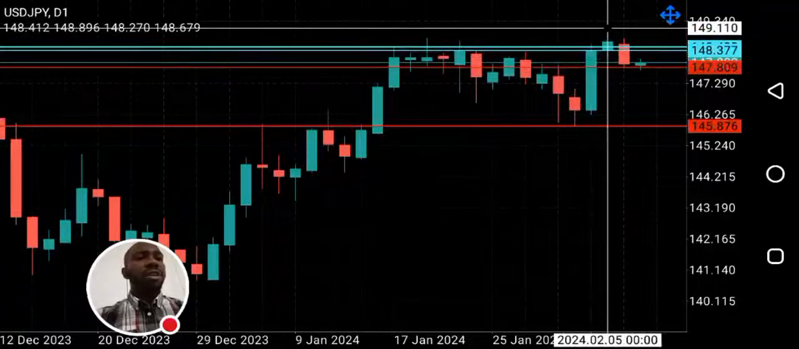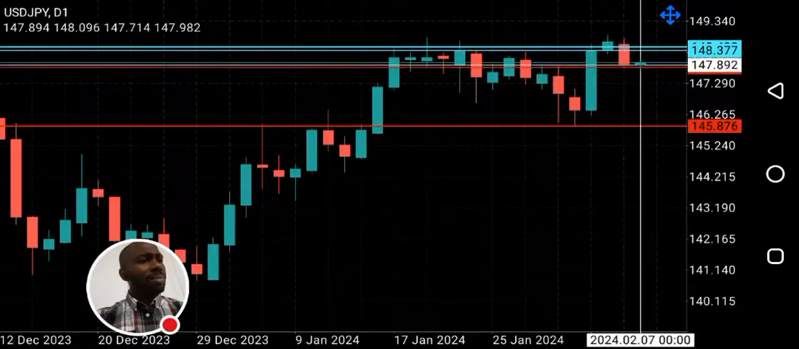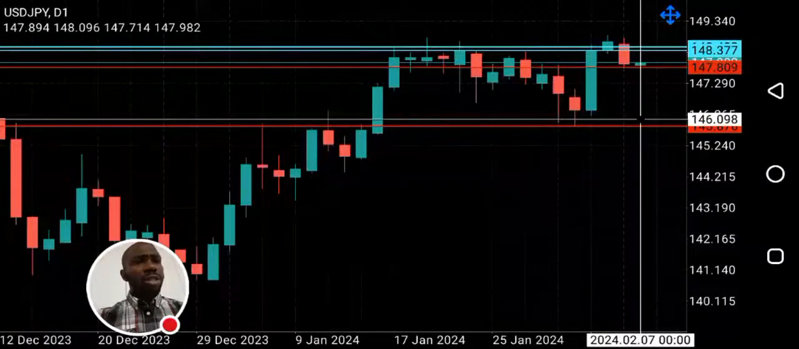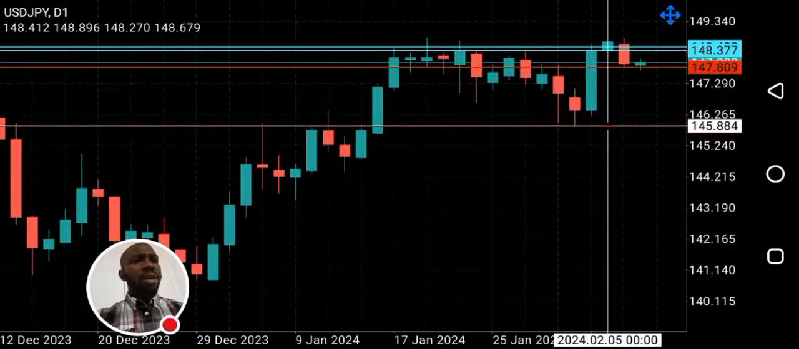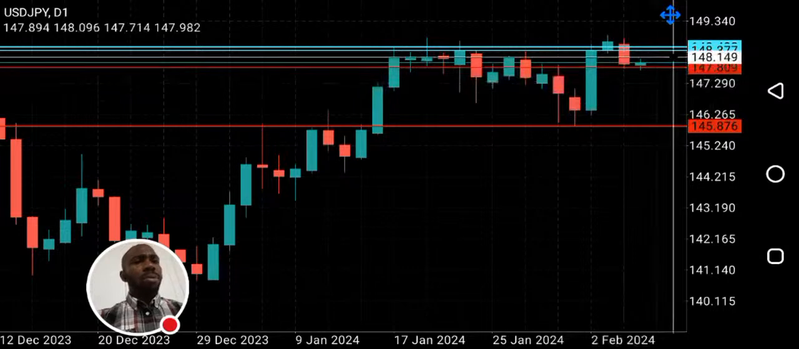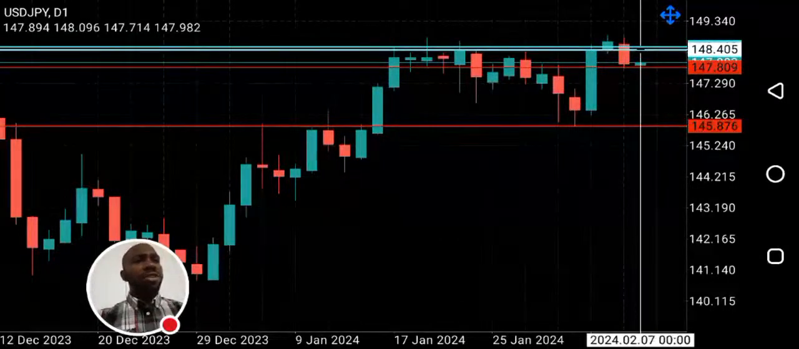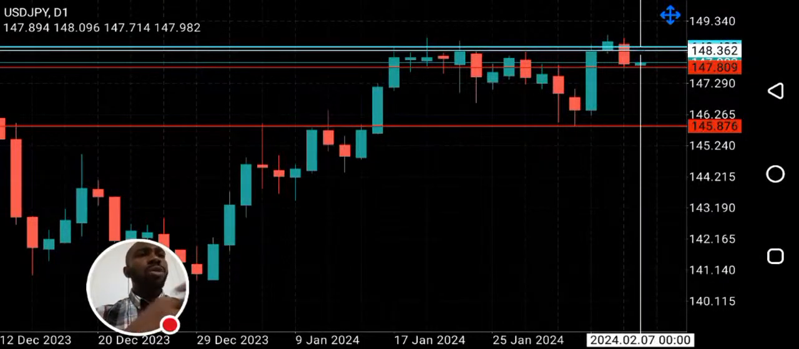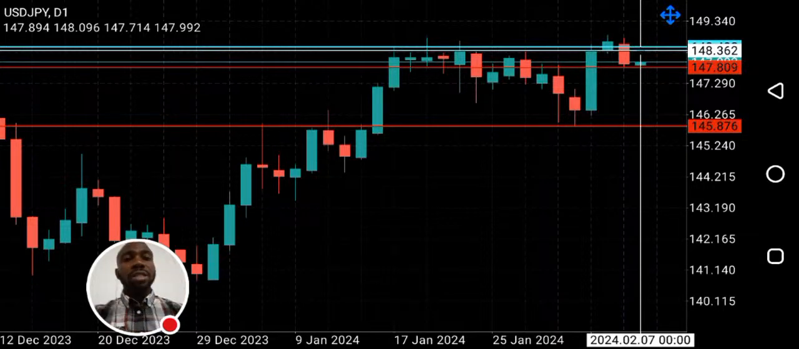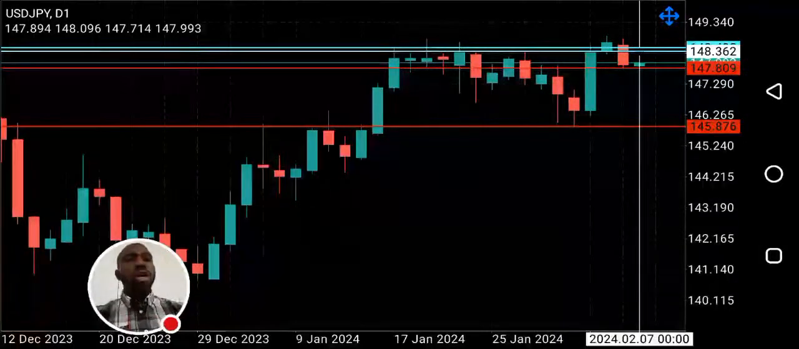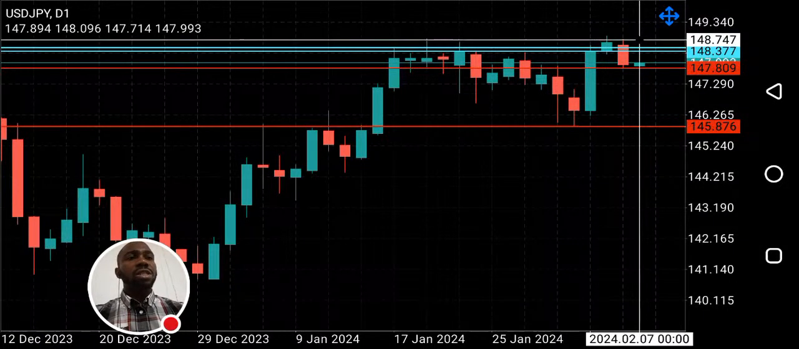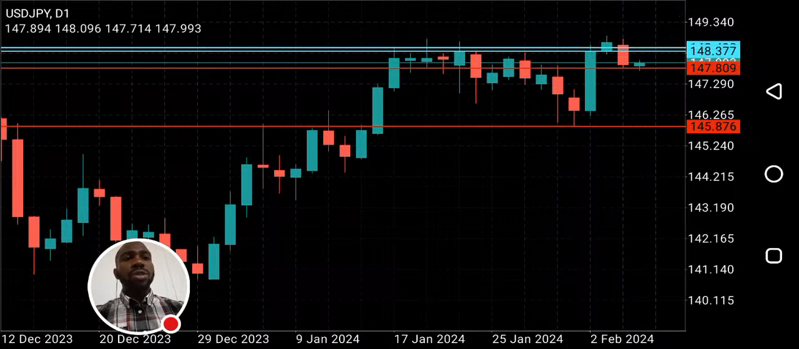There's a high probability for price to drop to this next area of liquidity, this previous low. But if this resistance is broken, we should expect more bullish move on USD. At the moment, the bears are still in control. You would only consider buying if this resistance is broken. That is when you will consider buying USD JPY.